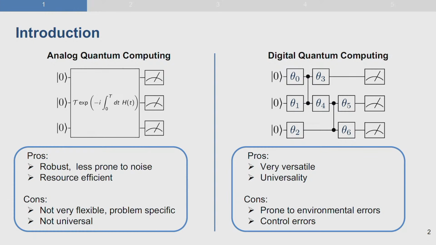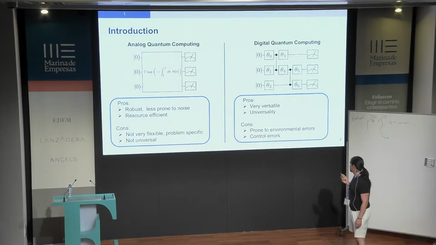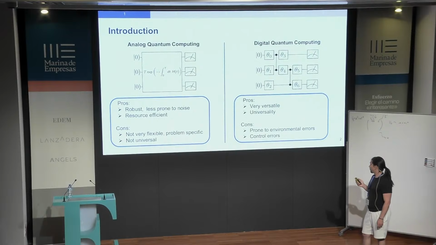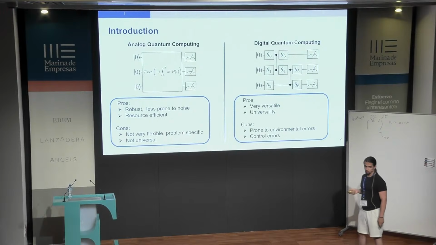On the other hand, we have digital quantum computing, which is a very versatile way of doing quantum computing, since we have digital gates, usually a CNOT or a CZ, and local unitaries. And it's also universal. You can do any quantum algorithm that you want to. But it's more prone to environmental errors and control errors.